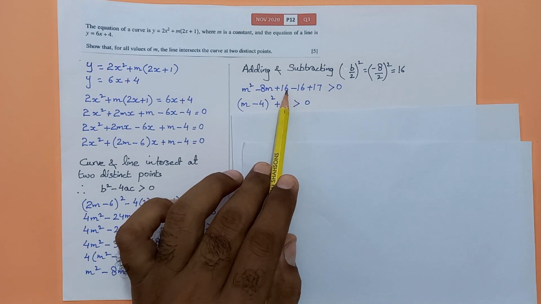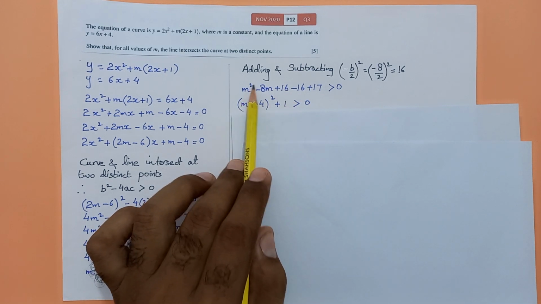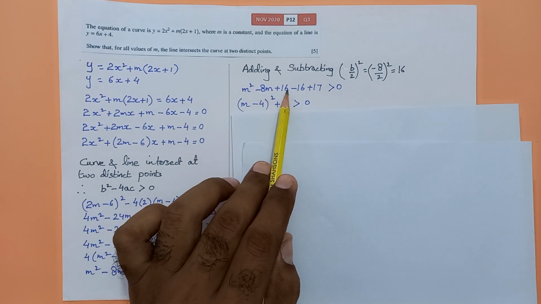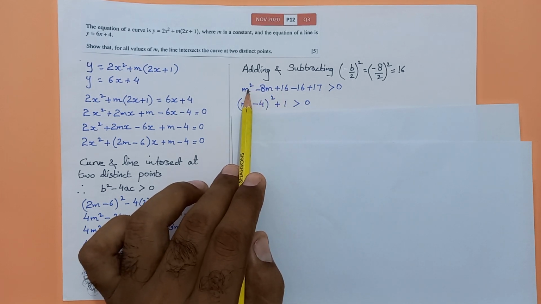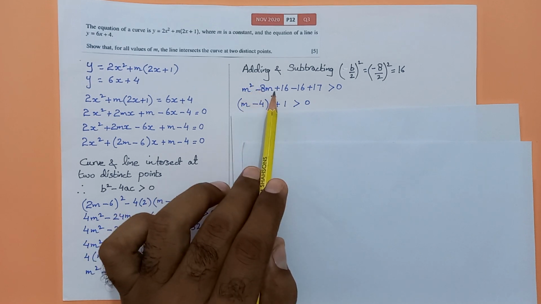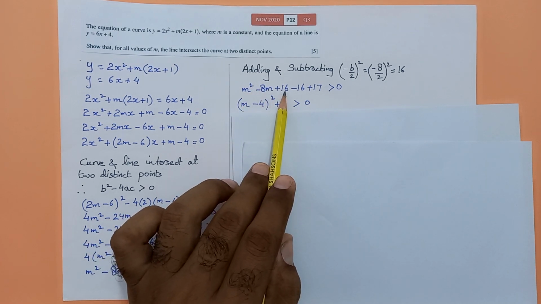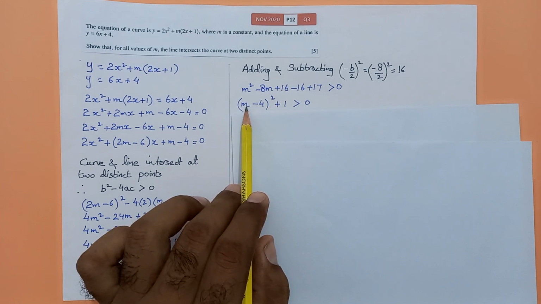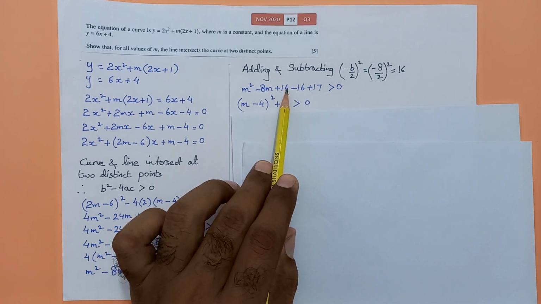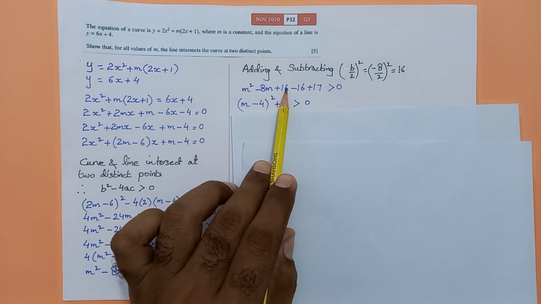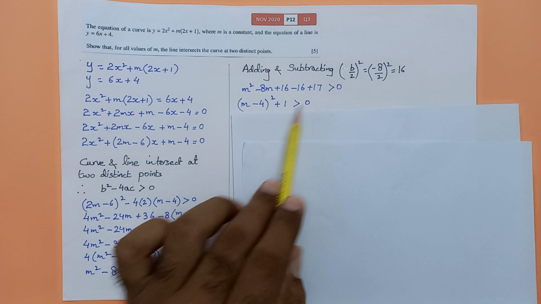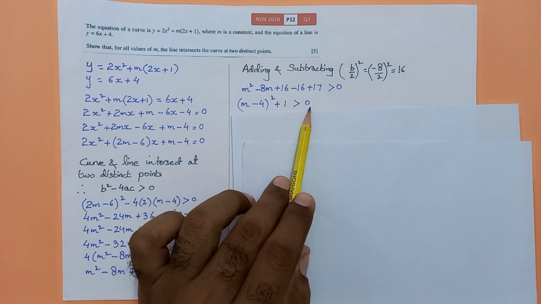Whatever we have added, along with m square minus 8m, this m square minus 8m plus 16 is basically a perfect square according to the formula a square minus 2ab plus b square, which can be converted to a minus b whole square, and that would be m minus 4 whole square, because 16 is b square, so b would be 4 over here. And this negative 16 plus 17 would be positive 1, greater than 0.